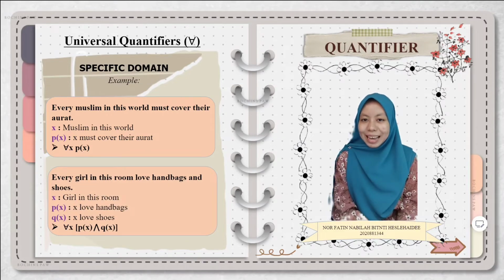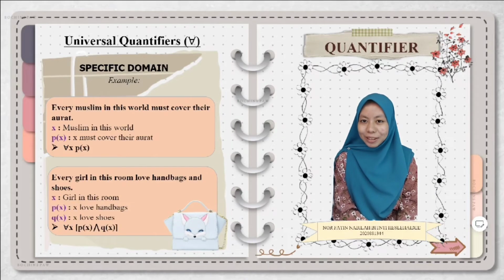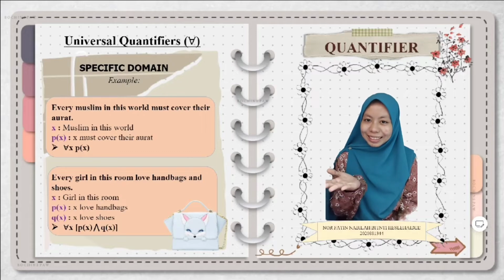For the second example, every girl in this room loves handbags and shoes. So look at our domain, x is girls in this room, our P(x) is x loves handbags, and our Q(x) is x loves shoes. So look at the answer.